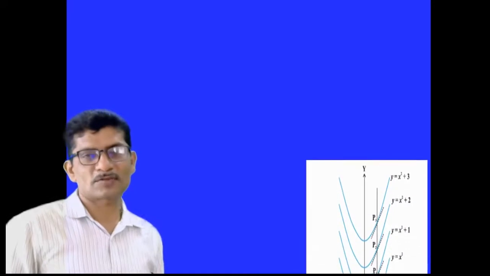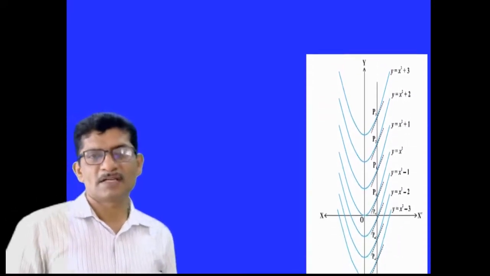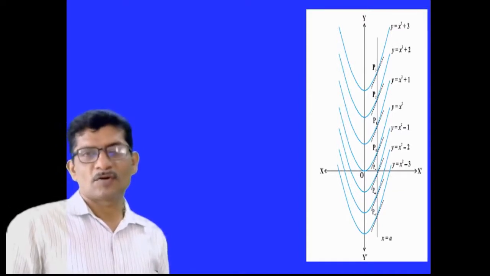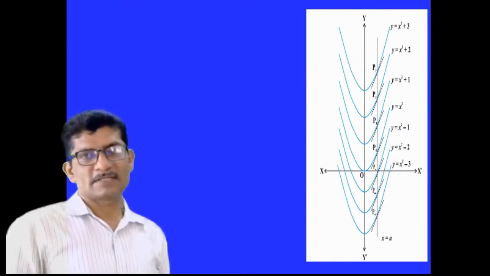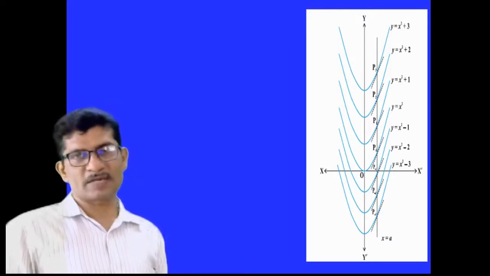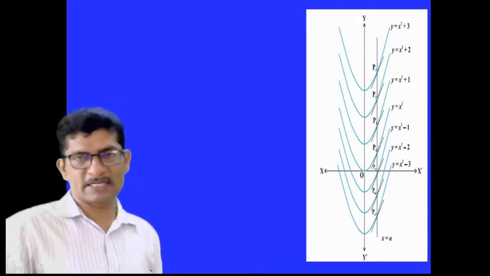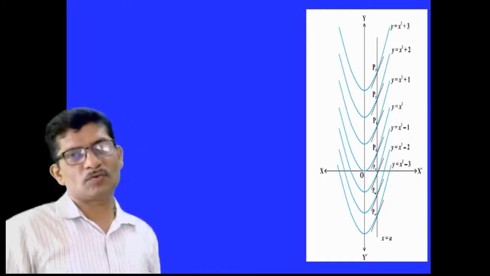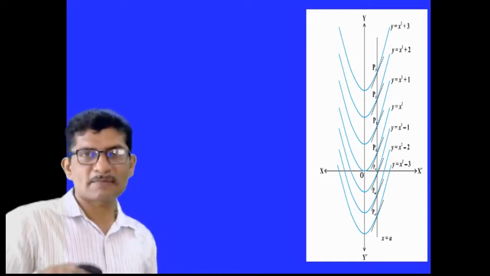Therefore, in the small figure here, you know that the curve is like this: x square is equal to y plus 1, x square is equal to y minus 1, x square is equal to y minus 2, x square is equal to y minus 3. Similarly, x square is equal to y plus 1, y plus 2, y plus 3. These are the same family of curves.